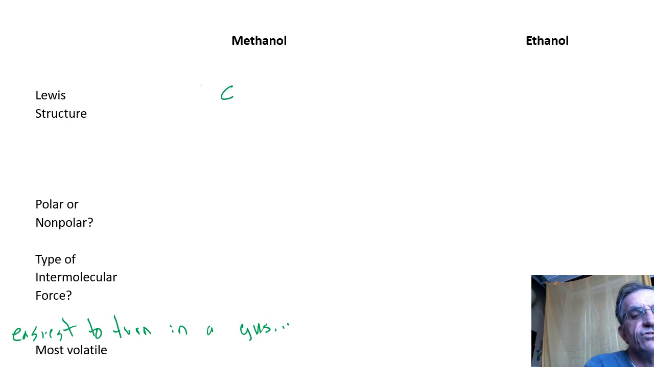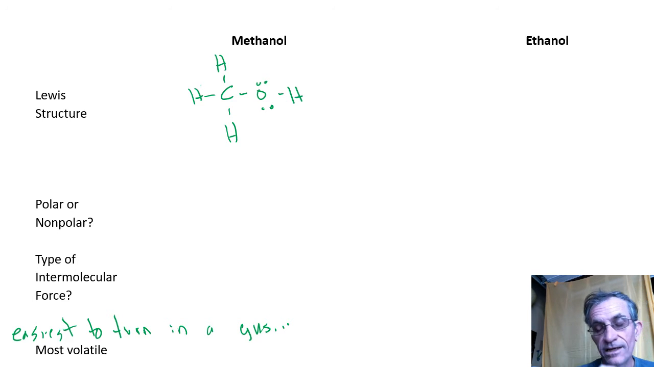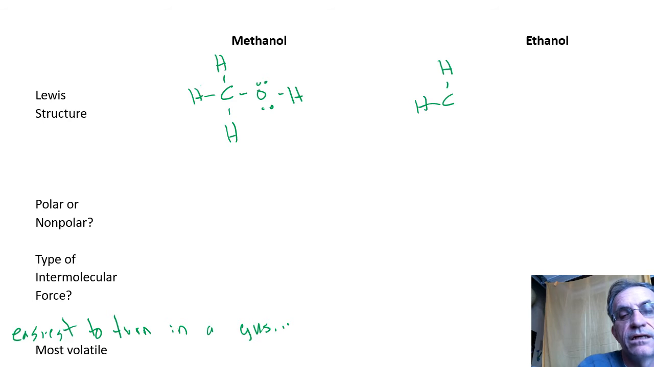All right, so let me draw it up. This is the drawing of methanol. And then let's compare it to the kind of alcohol you drink. If you drink beer and wine, you're drinking ethanol. Now let me draw up ethanol. This is what ethanol looks like. You'll notice both of these are a little bit bigger, a little more complicated than what you're used to seeing, but that's okay. We can still figure it out.